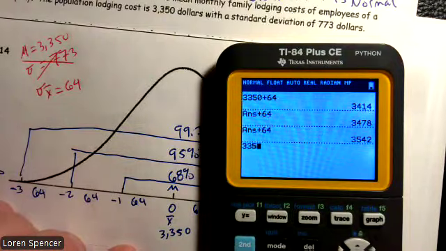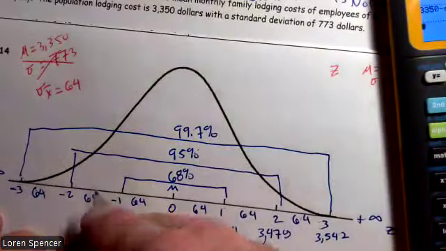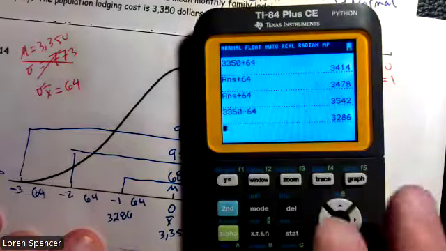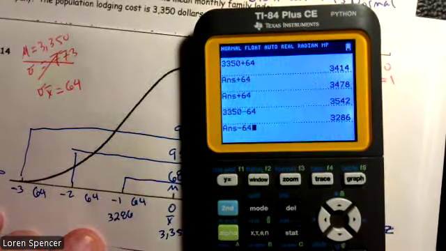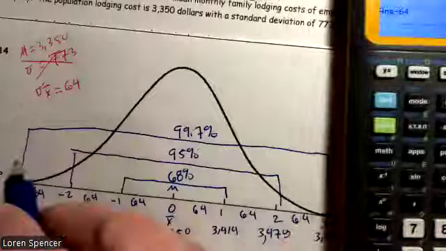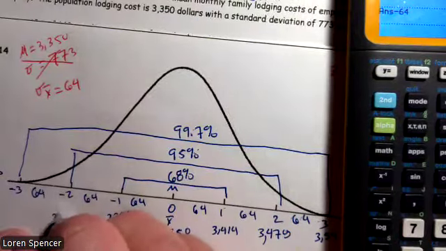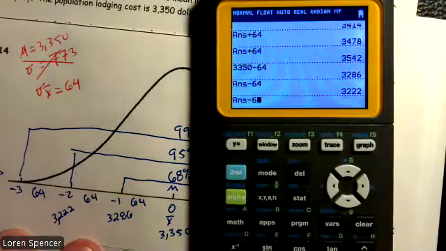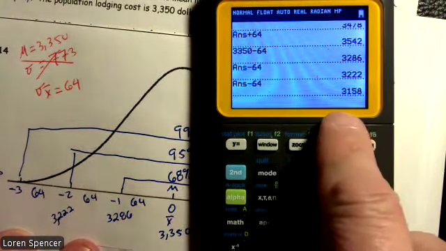Taking the 3350 and taking 64 away, 3286. Take another 64 away, 3222. Then 3158.